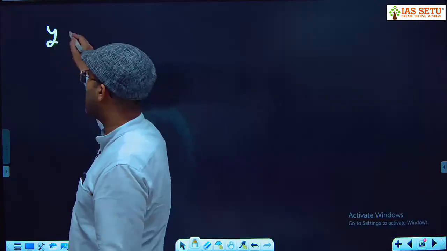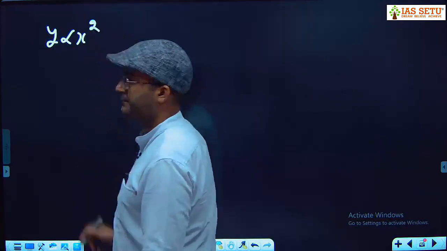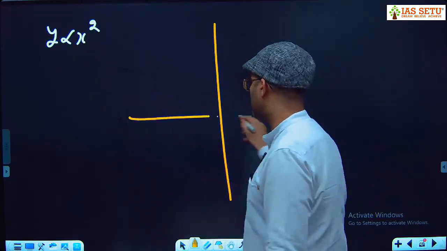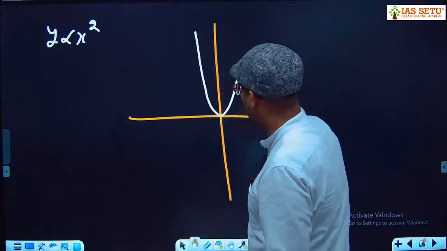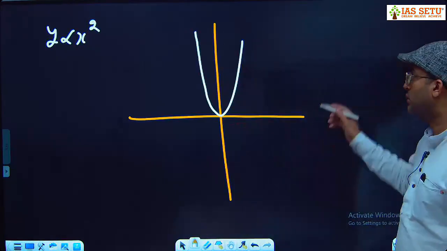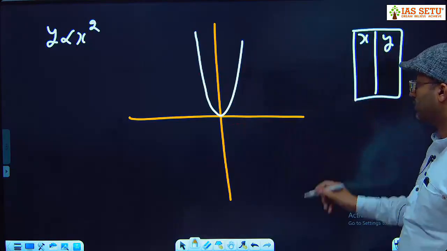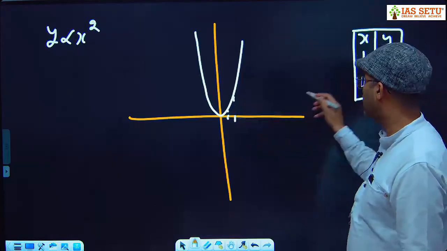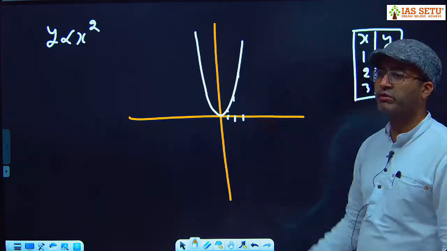Now third thing, y is directly proportional to x square. So what type of graph we have for y is directly proportional to x square? U-shaped graph. इसका ये ग्राफ होता है. You can cross check also. X, y. X is 1, y is 1. X is 2, y is 4. X is 3, y is 9. With the change in x, there is a square value change in y.